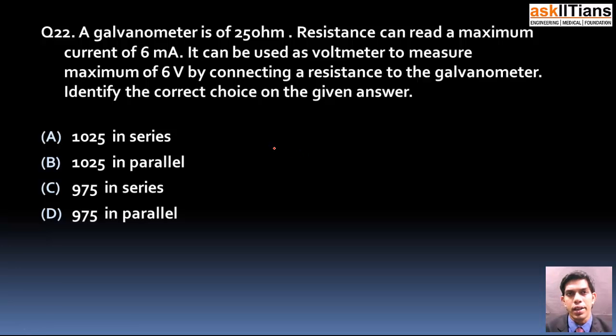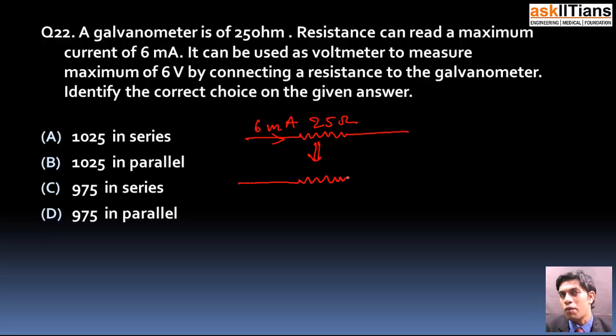It says a galvanometer of 25 ohm resistance can read a maximum current of 6 milliampere. It can be used as a voltmeter to measure a maximum of 6 volt by connecting a resistor to the galvanometer. Identify the correct choice from the given answers. So it's given that there is a galvanometer whose resistance is 25 ohm and it can carry up to a current of 6 milliampere. I'm converting this galvanometer into a voltmeter by connecting a resistance R in series, and it still can carry up to 6 milliampere. The reading it can give is up to 6 volt.